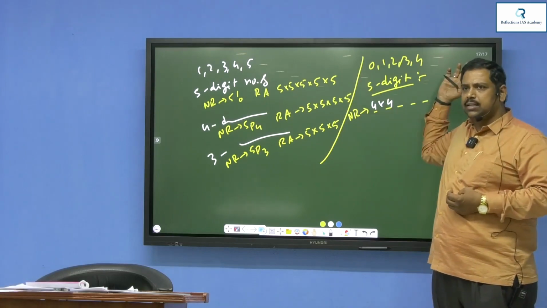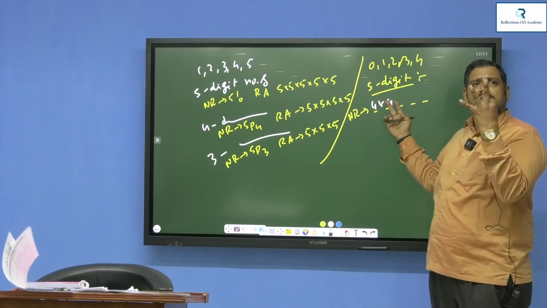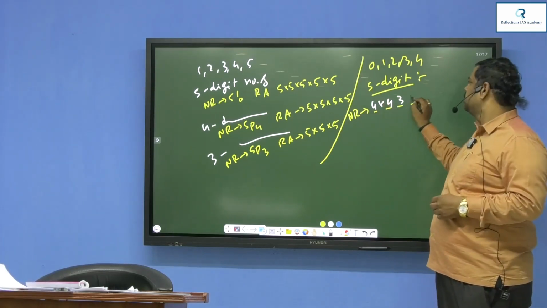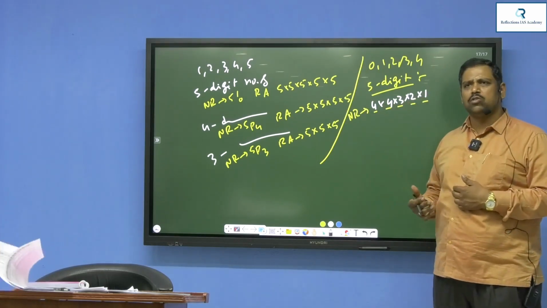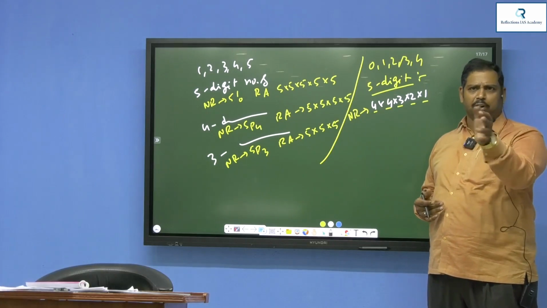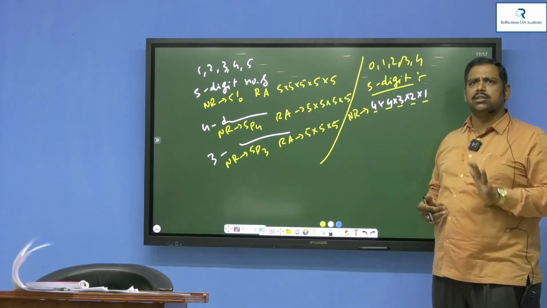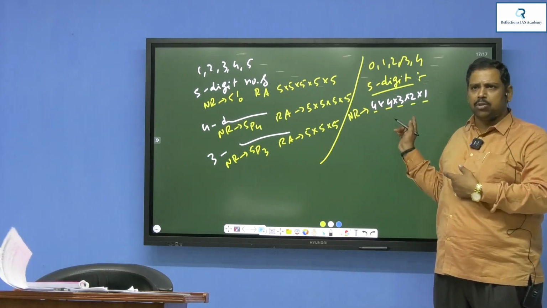Total 5 digits, 2 appeared. How many are there still? 3 ways, 2 ways, 1 way. Of course, I can give it as a formula also. But your examination consists of formula-oriented questions or pure conceptual questions. So that's why I'm going with concept only.